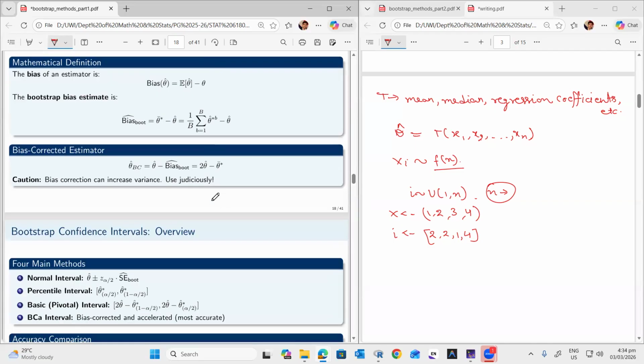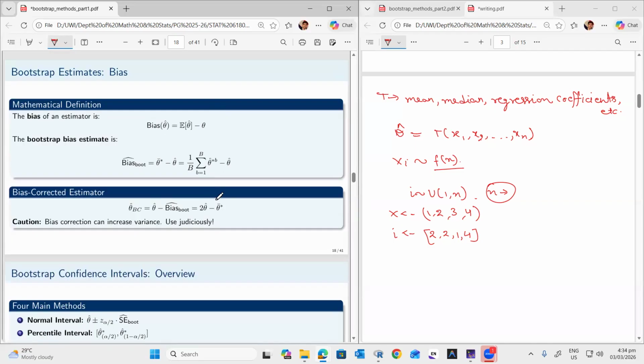Now the bootstrap bias. Bias of theta cap equals the expected value of theta cap minus theta. So similarly, the bias of the boot is theta bar star minus theta cap. That means 1 upon B summation b equals 1 to capital B of theta cap star b minus theta cap. All right.